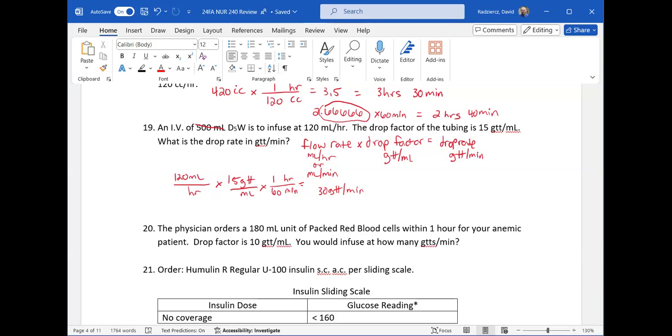In addition, the simplistic way of answering this question is I can just write, off the bat, instead of writing 1 hour, 60 minutes. This way, you can save a step in your dimensional analysis, but you'll still get the same answer.